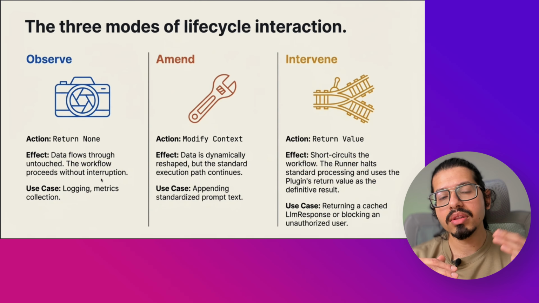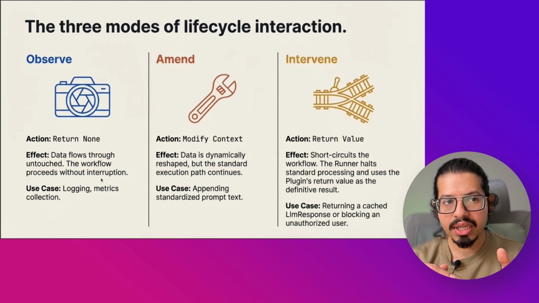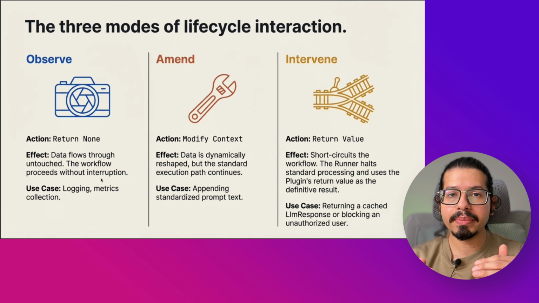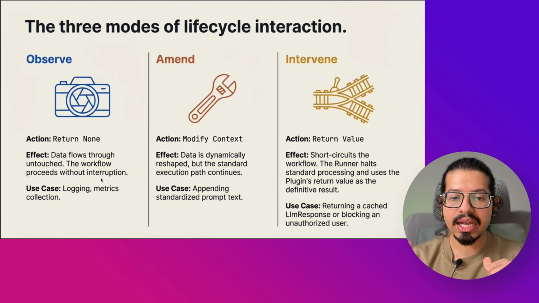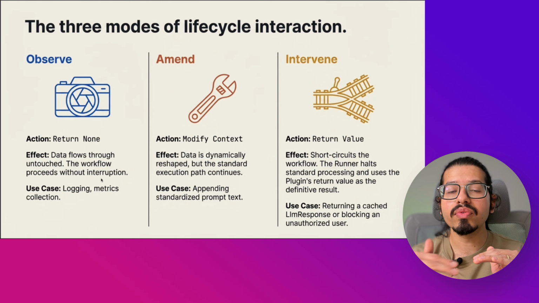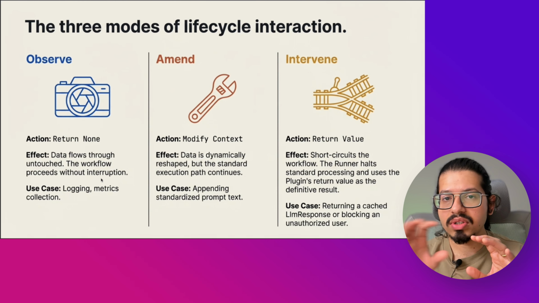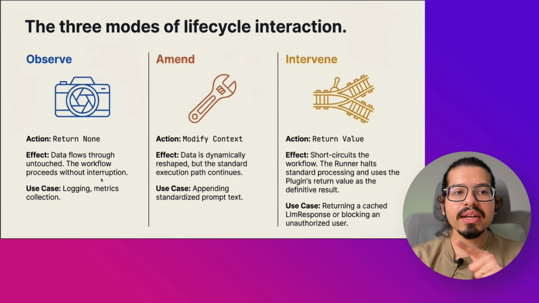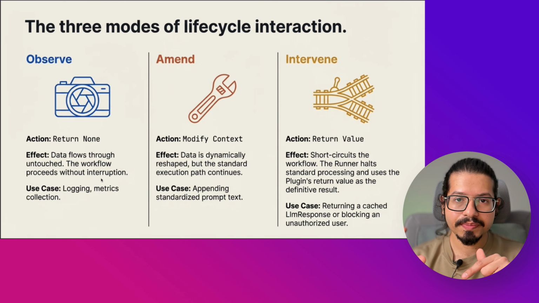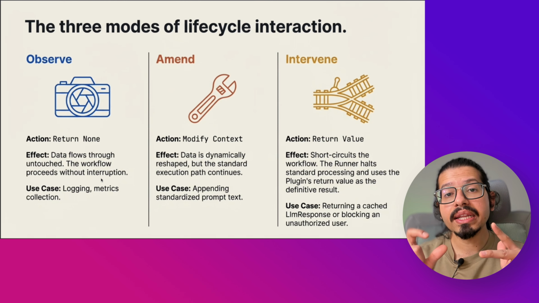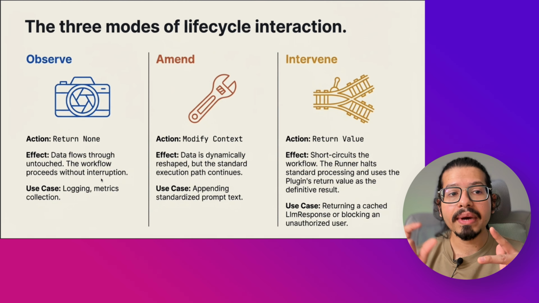Just like we saw in the video of callbacks in our 7th tutorial, there are three ways a plugin participates in the execution. First, it can observe, meaning it just watches and logs while returning none. So here the data flows through untouched. The workflow proceeds without interruption. You're just trying to observe what's happening in the execution. Second, it can amend, meaning the data is dynamically reshaped, but the standard execution path continues. And the third is intervene, meaning it can short circuit the execution flow by returning a value.